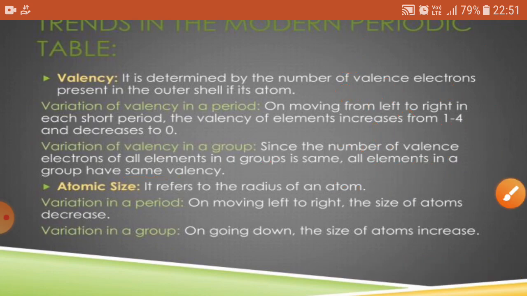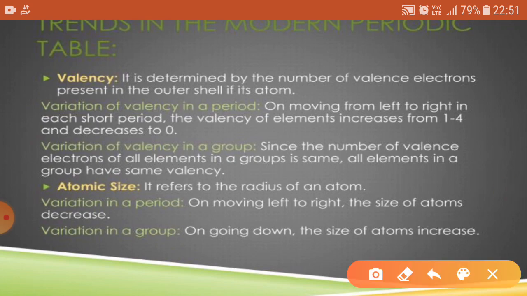Now the second property is the atomic size. Basically, atomic size is the distance between the nucleus and the last electron. It means that it is the radius of an atom. Like this is the nucleus and this is the K shell, L shell, and an electron lies in the L shell. It means it is the distance between the nucleus and the electron, so basically it is referred to as the radius.